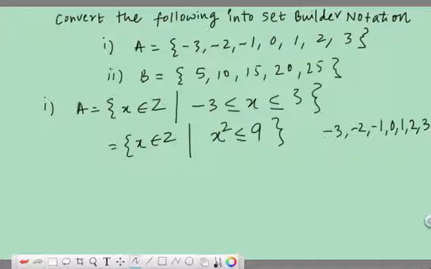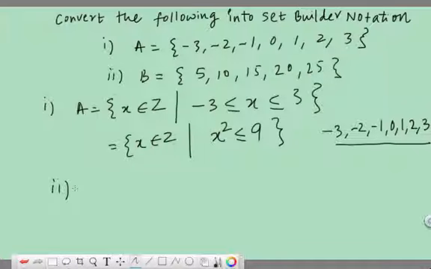Anything less than -3 or greater than 3 would have a square greater than 9. So this would be the set in the roster form, which is exactly equal to what we have above.